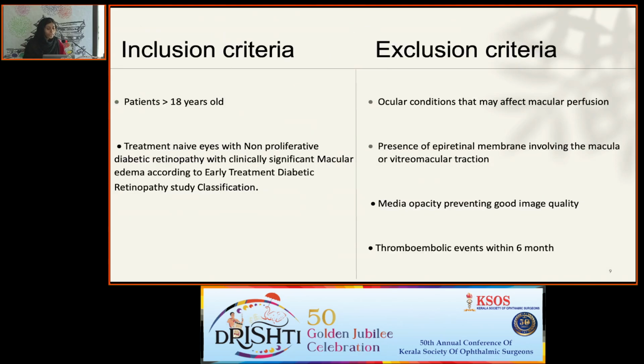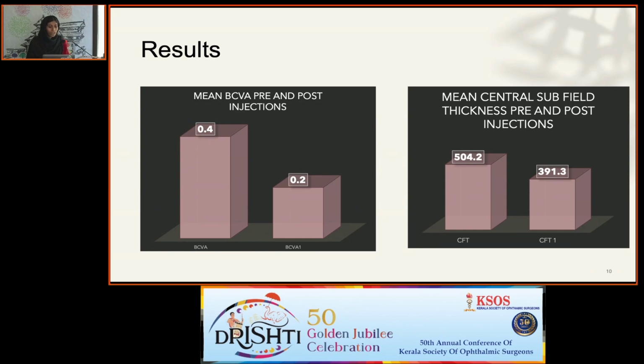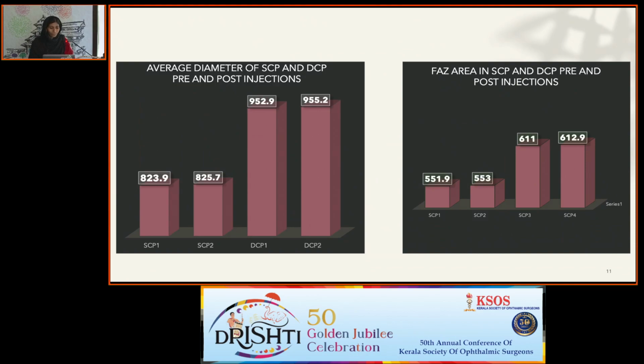We have included treatment naive eyes with non-proliferative diabetic retinopathy with CSME, and we have excluded patients with other ocular conditions that affect the macular perfusion and those with thromboembolic events within 6 months. Coming to our results, our study showed a statistically significant improvement in best corrected visual acuity with a mean value of logMAR 0.4 to logMAR 0.2 and a reduction in central subfield thickness from 504 to 391 micrometer.